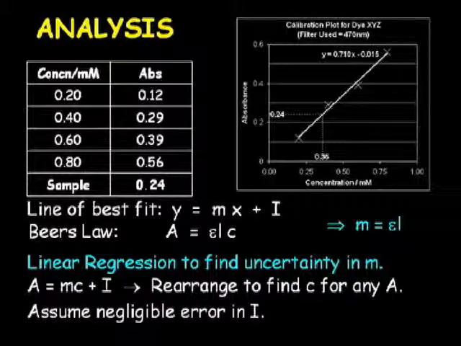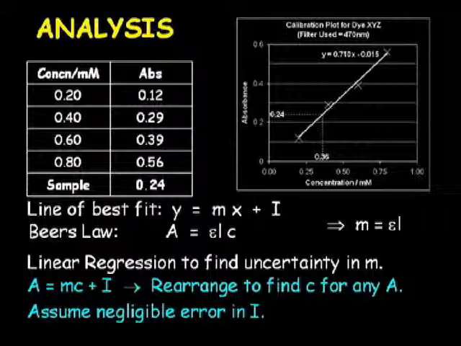By performing a regression analysis on the calibration data, the uncertainty in the gradient can be established, and thus the extinction coefficient, along with an associated error, may be determined. Combining the line of best fit equation and Beer's law, a relationship relating absorbance to the concentration, gradient and intercept can be established. Rearrangement of this will enable the concentration to be determined for any absorbance.